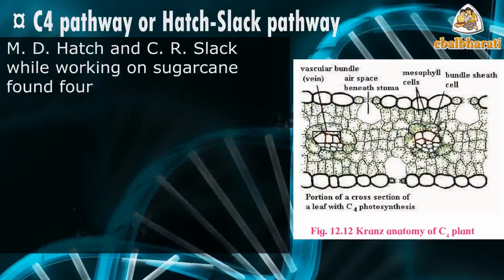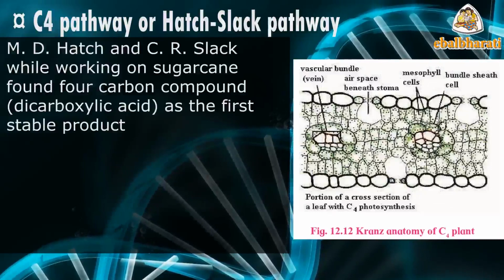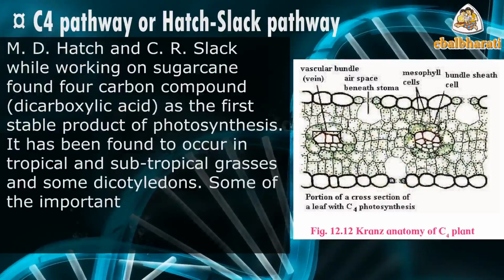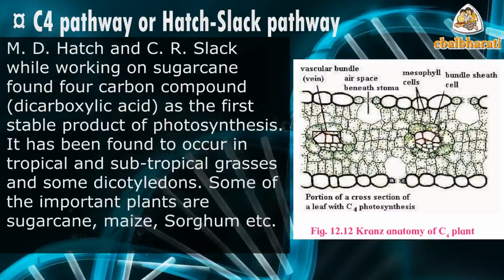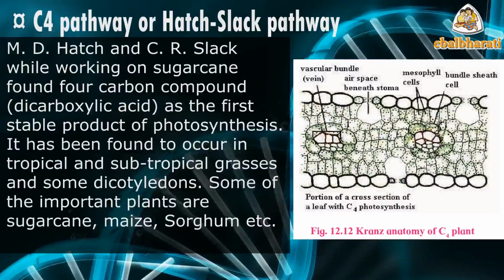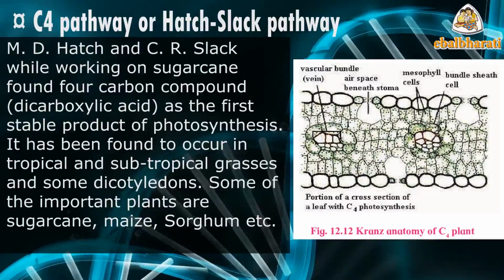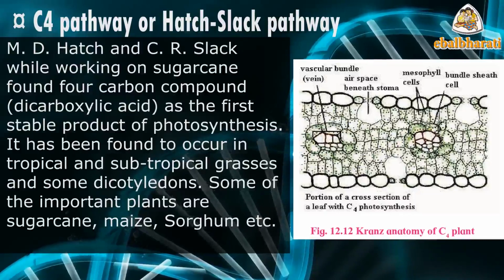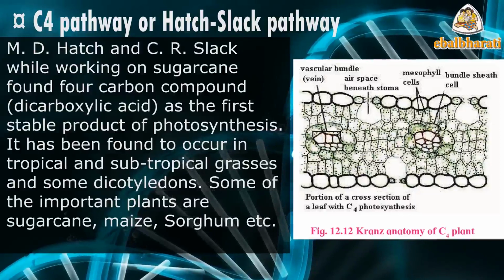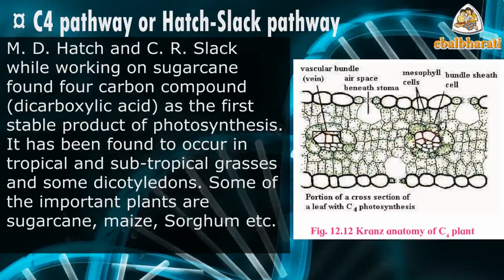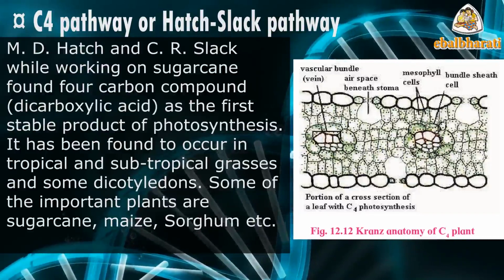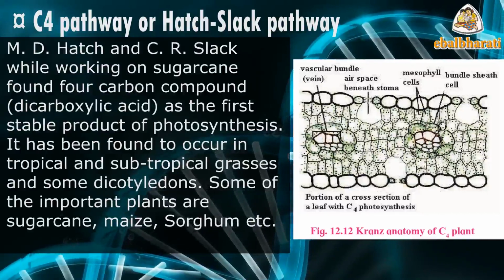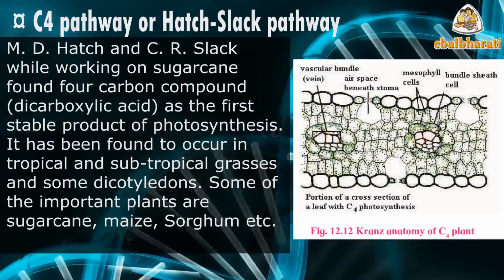C4 pathway or Hatch-Slack pathway. MD Hatch and CR Slack, while working on sugarcane, found 4-carbon compounds, dicarboxylic acid, as the first stable product of photosynthesis. It has been found to occur in tropical and subtropical grasses and some dicotyledons. Some of the important plants are sugarcane, maize, sorghum, etc. Figure 12.12 denotes the Kranz anatomy of a C4 plant.